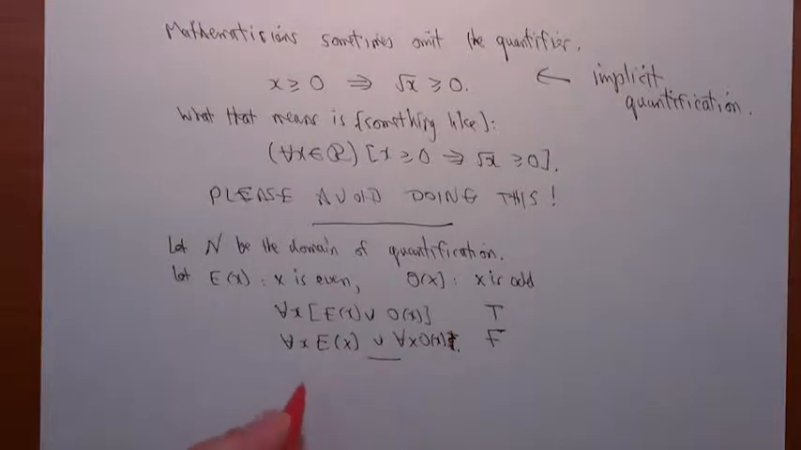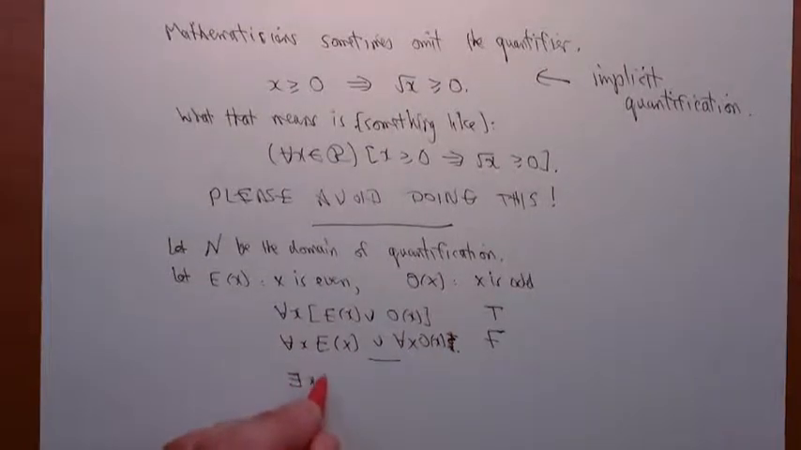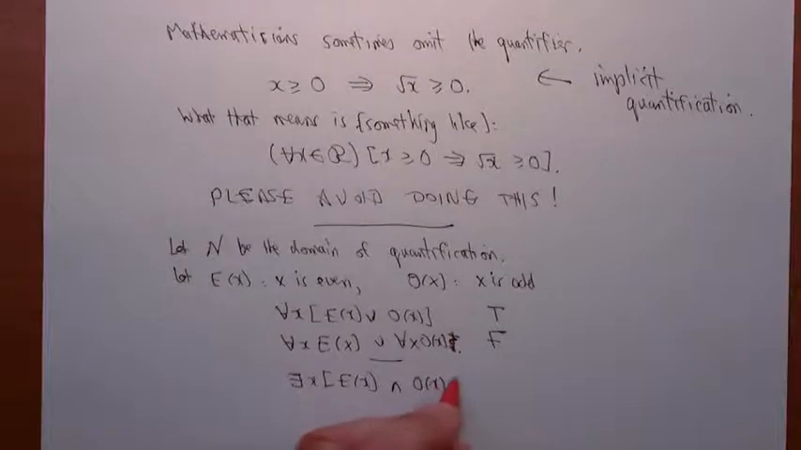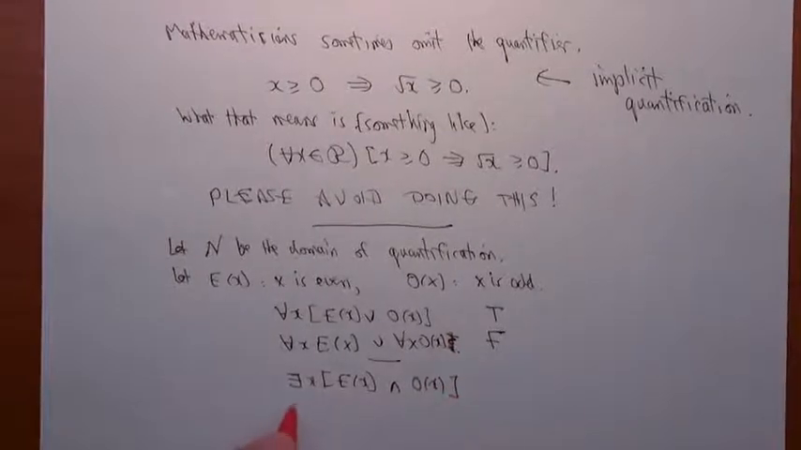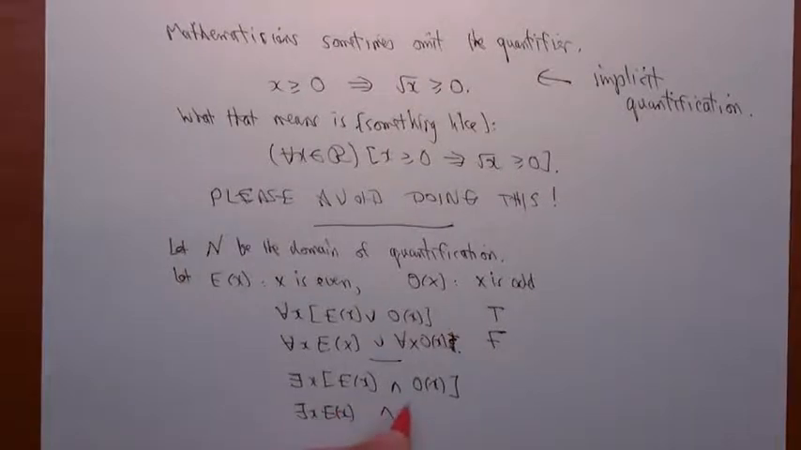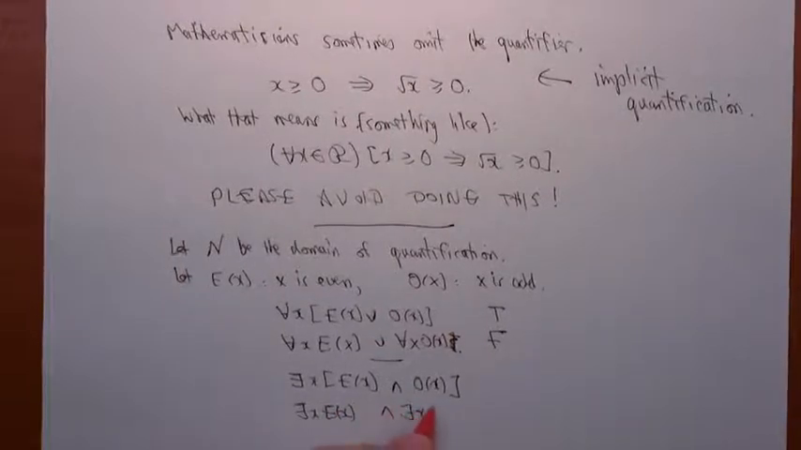Similarly, if I take there exists x, E of x and O of x, we'll do it with an and this time, and I'll take there exists an x, E of x, and there exists an x, O of x.